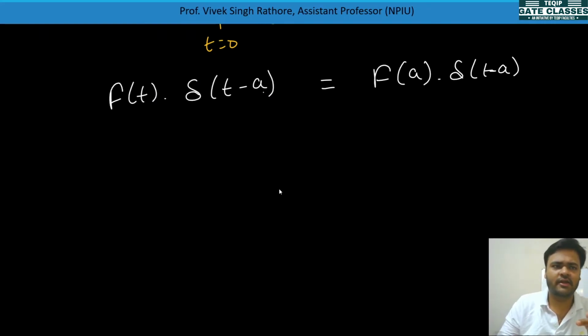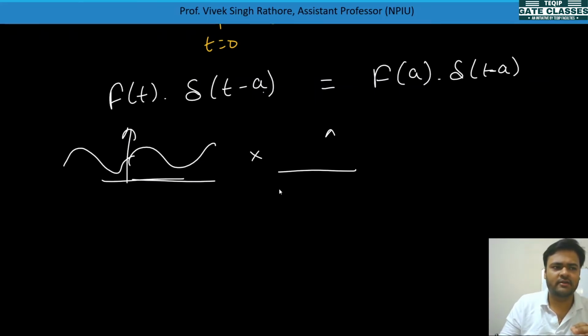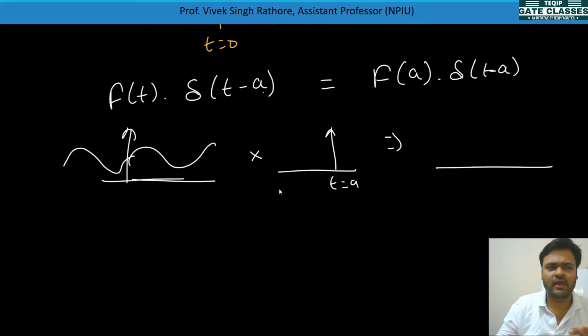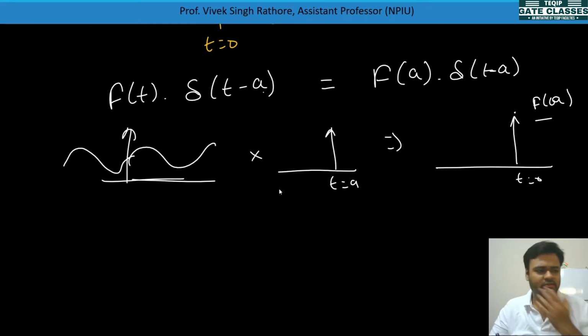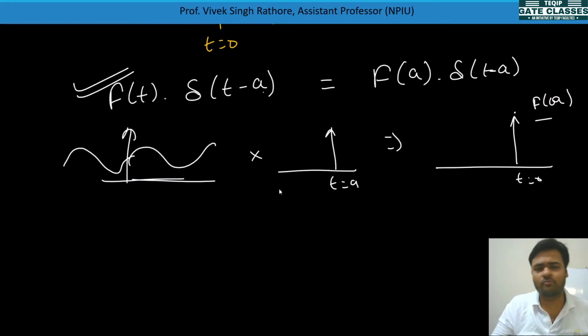It can be represented as f(t) going on like this, multiplied by delta t minus a. So at t equal to a the signal will exist only there, and the value is f(a). So f(a) into delta t minus a, this you can calculate. Many questions in GATE have been asked with respect to this formula only, so you must understand it and you can solve them.